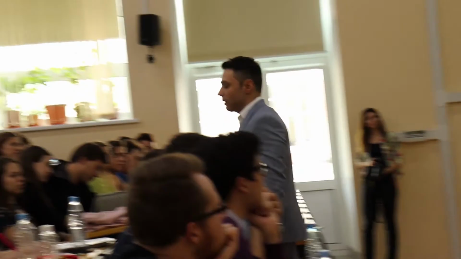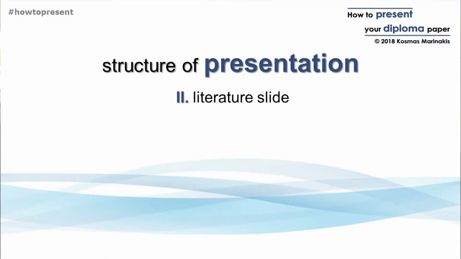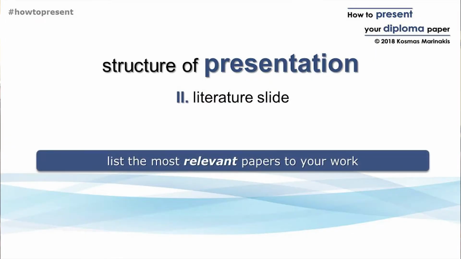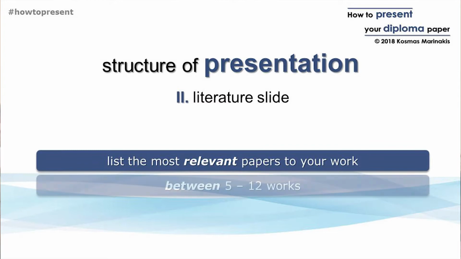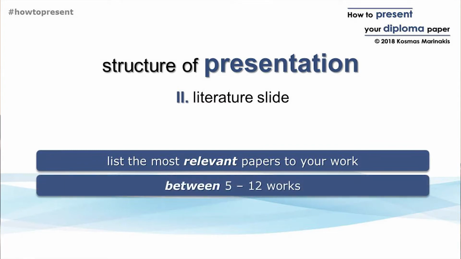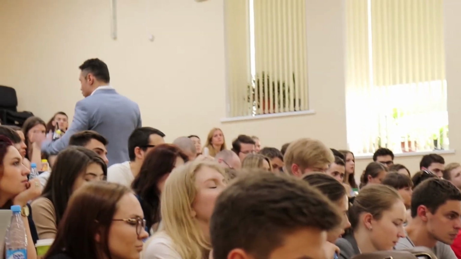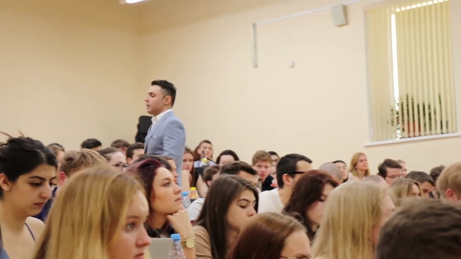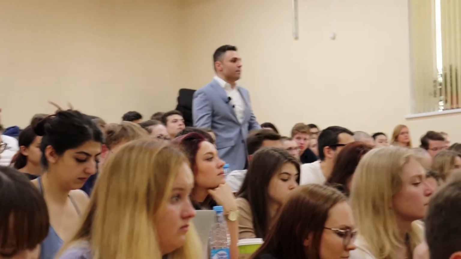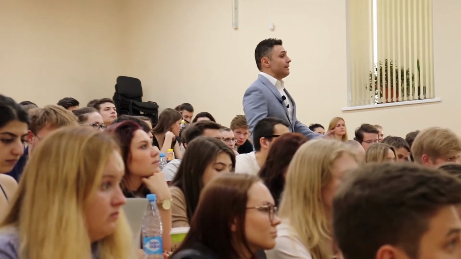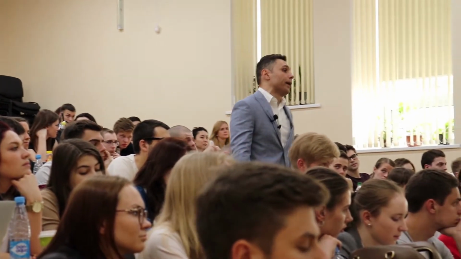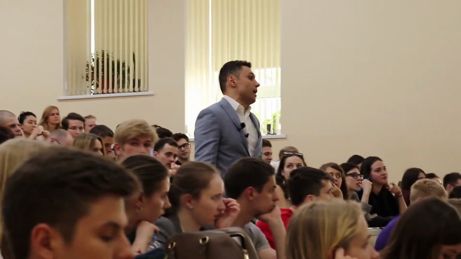Now, the first main slide that you will have is the literature slide. You're going to have to list the most relevant papers to your work. I would guess that this would be anything between 5 and 12 other papers that other people have done, and they are relevant to your work. Don't find random stuff and put it there. If the work is too general and doesn't really relate to your work, you should not include it there.